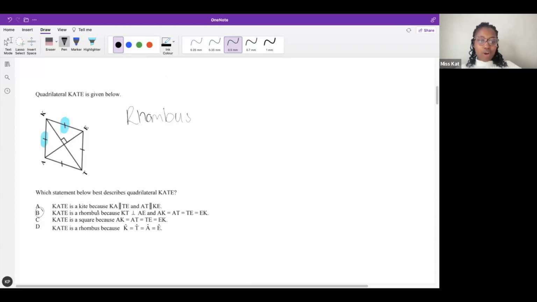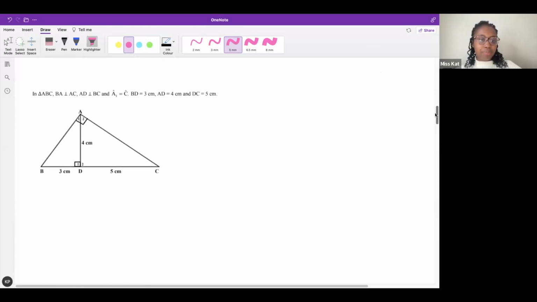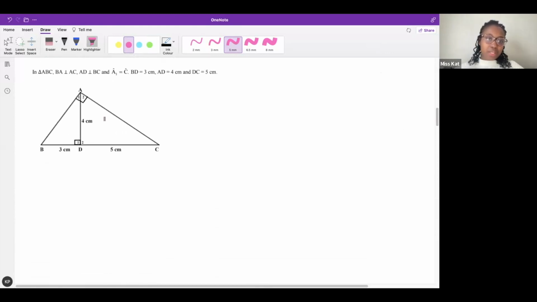K-A-T-E is a rhombus. I shouldn't say the name, because we shouldn't be saying its name. It is a rhombus because this is parallel to that, as in we have a 90 degree over there, and all the sides are equal. Beautiful. Okay. Now I'm going to ask you guys for area.